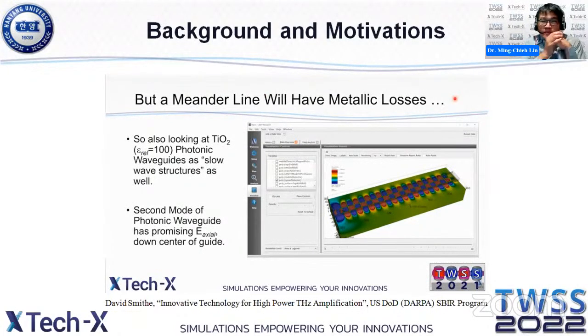One of the big motivations of this work comes from working with Dr. David Smith at TechX. He has an interesting project. We were trying to use a semiconductor device to provide the electron beam. And David told me, oh, we need some kind of slow wave structure. So I tried to come up with different types of slow wave structure. One of them is what I introduce today.